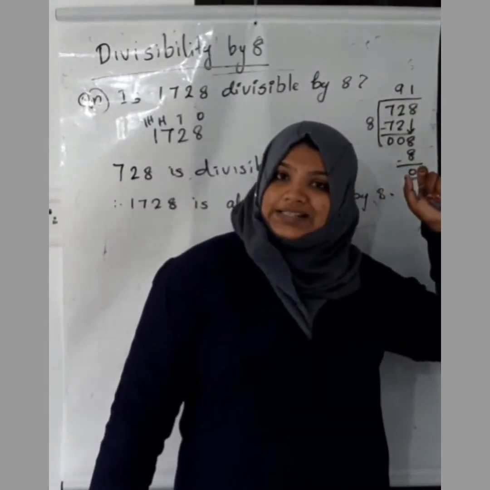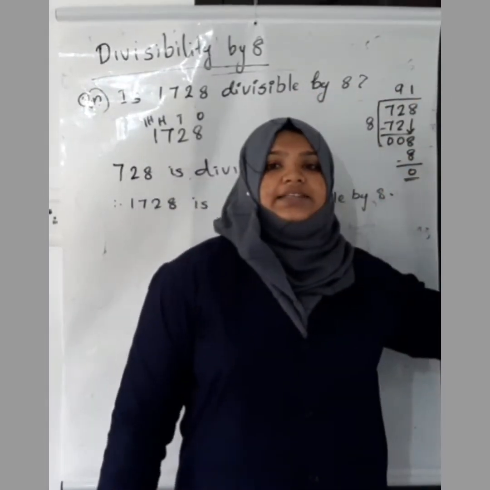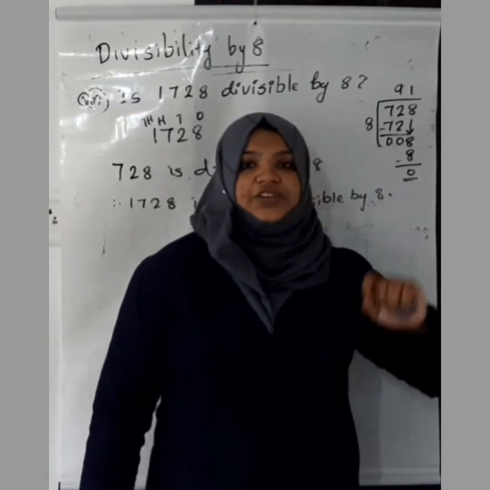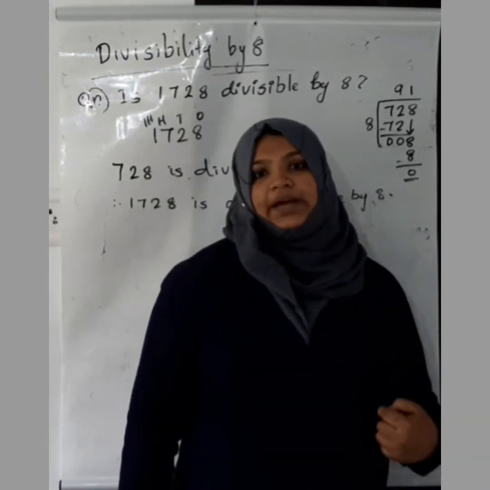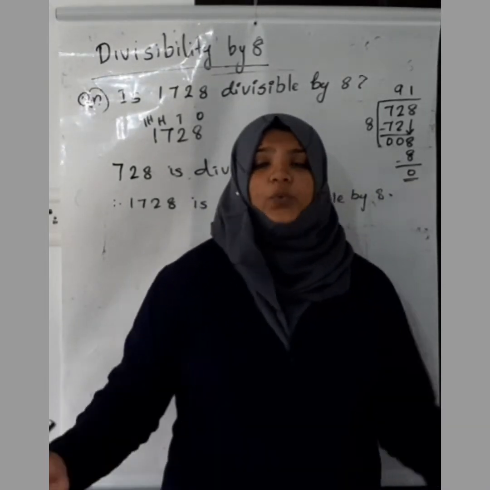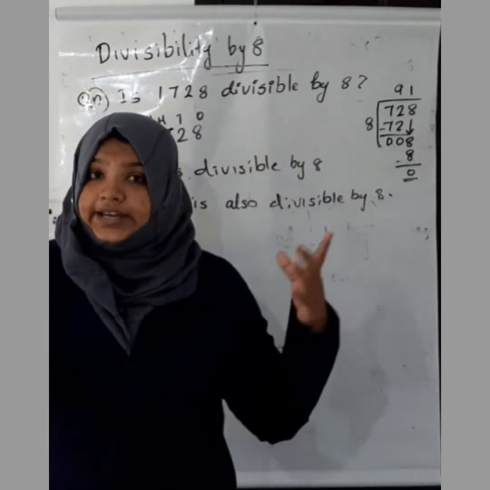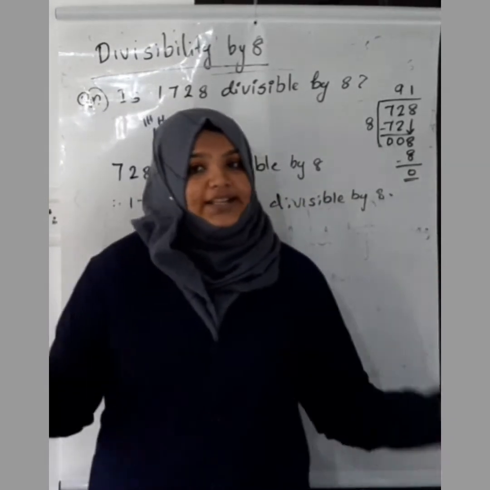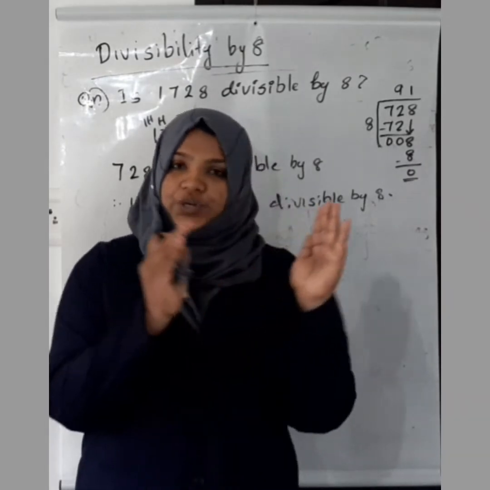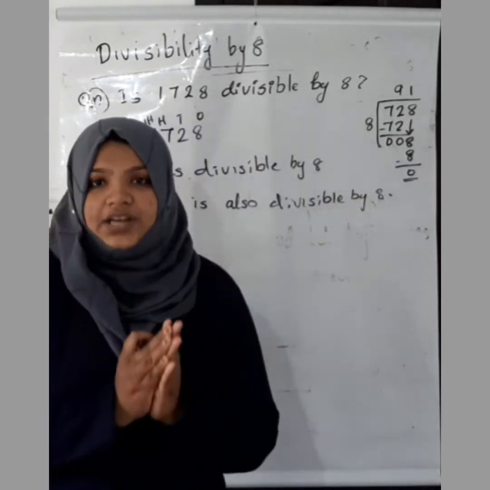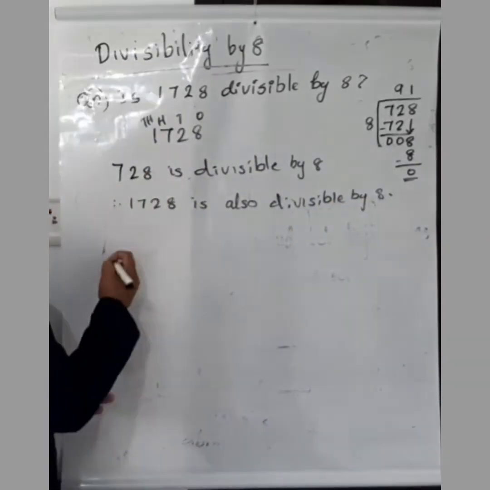We have considered the last three digits only from the question, and if those digits are divisible by 8, then the whole given number is divisible by 8. Let it be a 10-digit number or an 8-digit number, we have to consider the last three digits only. So let me revise one more question for you.